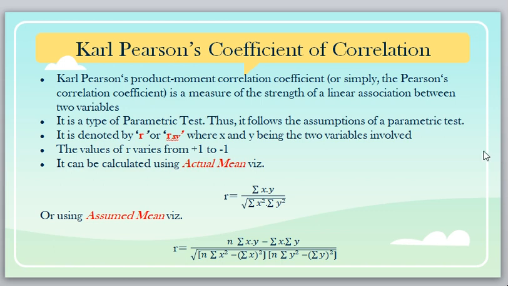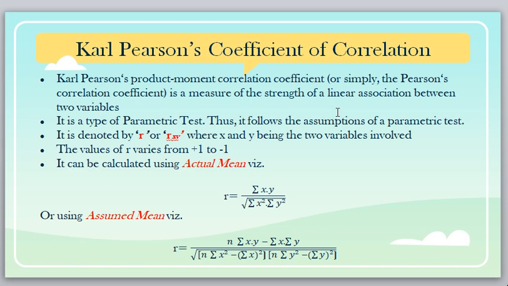Now moving on to the next, Pearson's coefficient of correlation. Pearson's coefficient of correlation, also known as product moment correlation coefficient, is a measure of the strength of a linear association between the two variables. So take very careful note of this term, the linear association. Pearson's coefficient of correlation studies the linear association. It does not study the non-linear relationship. It only studies the linear.